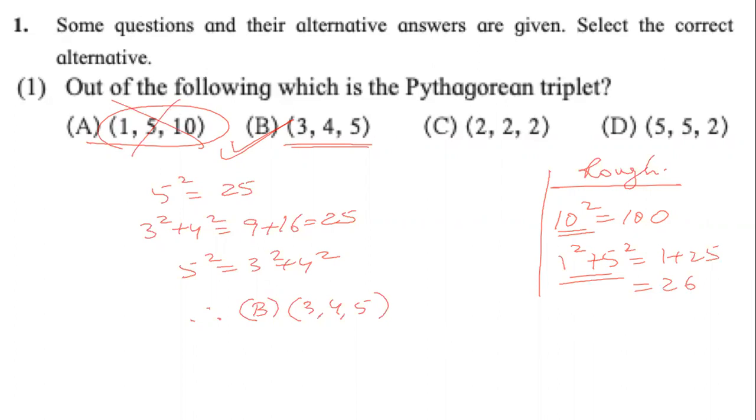So you will have to check each one like this if the answer is not very apparent. If the answer is apparent, then you don't need to check the other options. You know that 3, 4, 5 is the correct answer. So you will write this much and you will get 1 full mark.